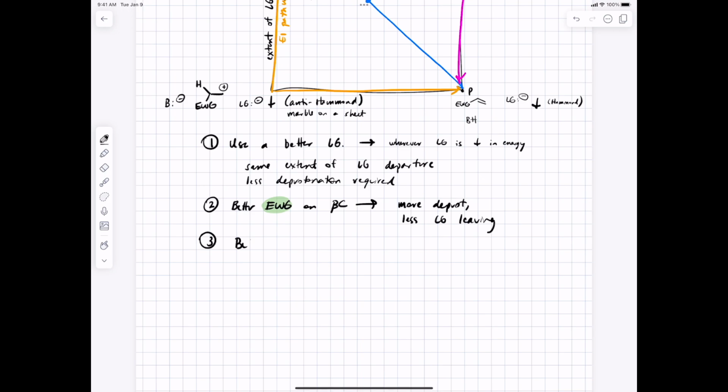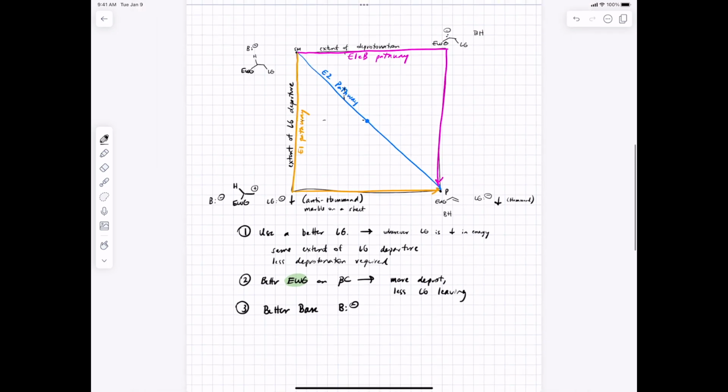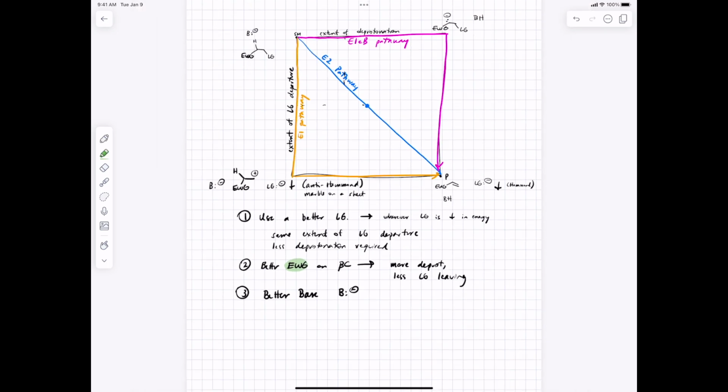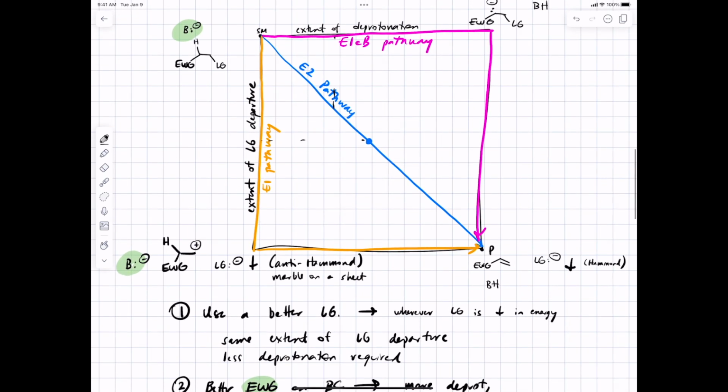And then, yeah, let's use a better base. That is a more reactive B minus. So we have to identify all the times we've got that base, and those are the upper and lower left-hand corners. So more reactive base is going to be moving up or lower in energy for your base. Should we be going uphill or downhill in energy?